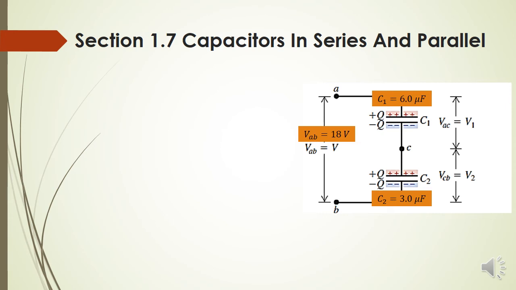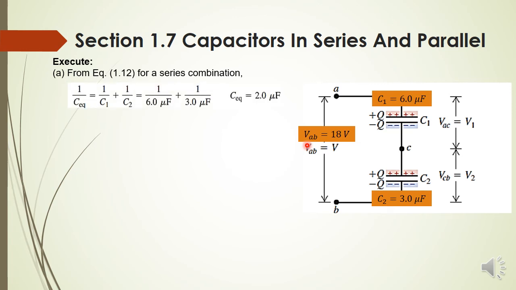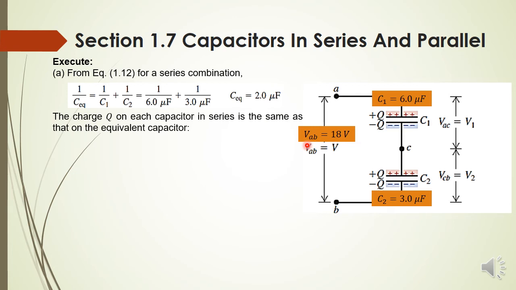So, we are given the values of C1 and C2 and also the potential difference VAB, 18 volts. From equation 1.12 for the series combination, the reciprocal of the equivalent capacitance is equal to 1 over C1 plus 1 over C2. And when doing the calculations, you get CEQ equals 2 microfarad. The charge on each capacitor in series is the same as that on the equivalent capacitor.